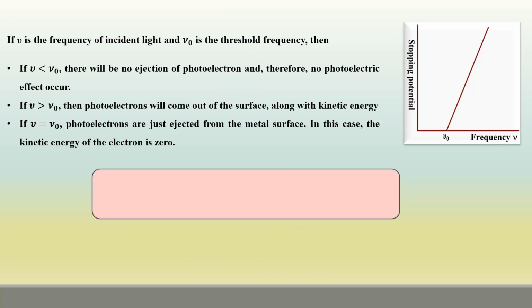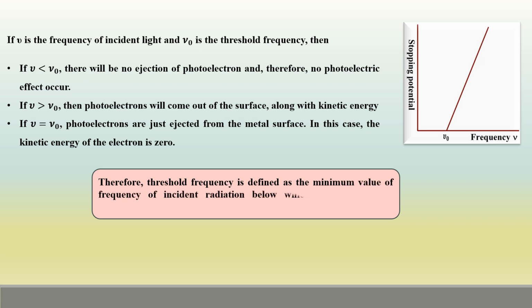Now, if we plot a graph between stopping potential and frequency of incident radiation, we observe a straight line. That is, if the frequency of incident light is less than the threshold frequency, then photoelectric effect does not occur. Only when the incident light has frequency greater than this threshold frequency, we observe photoelectric effect. And at threshold frequency, that is at nu naught, the kinetic energy of emitted photoelectron is just zero. Therefore, threshold frequency is defined as the minimum value of frequency of incident light below which the photoelectric emission stops completely, however high the intensity of light may be.